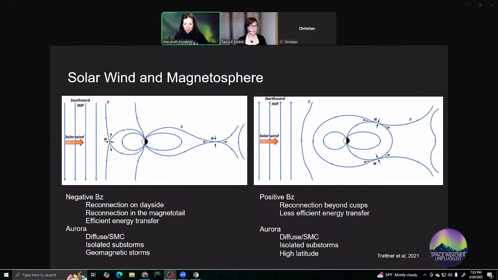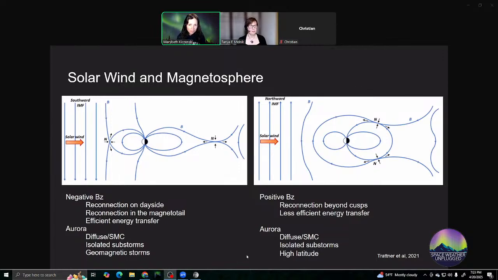Southern or negative BZ means reconnection on the day side and reconnection in the magnetotail. It's a very efficient energy transfer. This is why this is what's preferred. So you get your isolated substorms, geomagnetic storms, and diffuse or SMC auroras at times too.